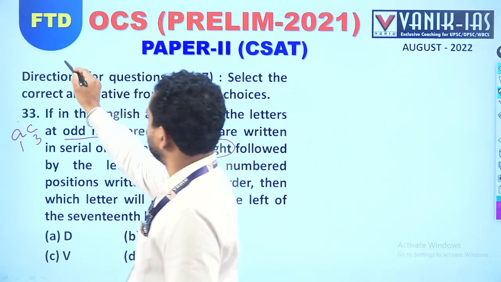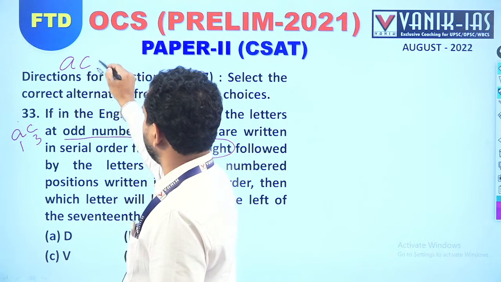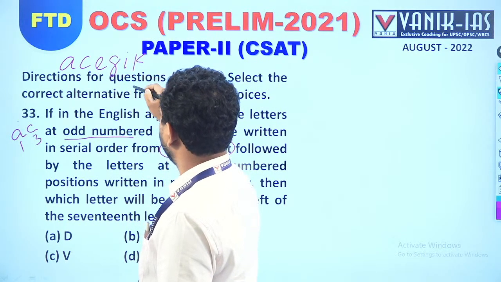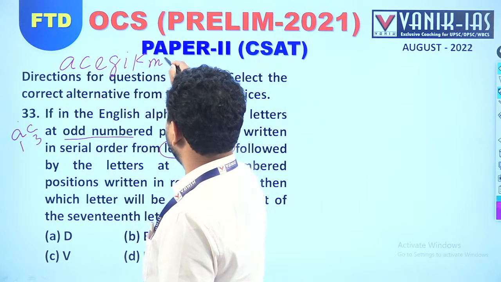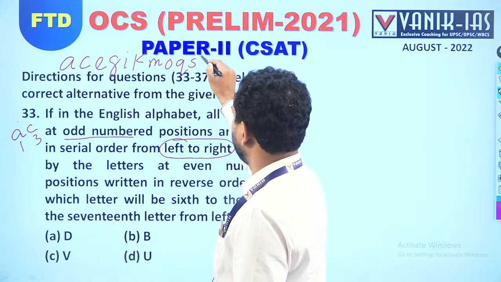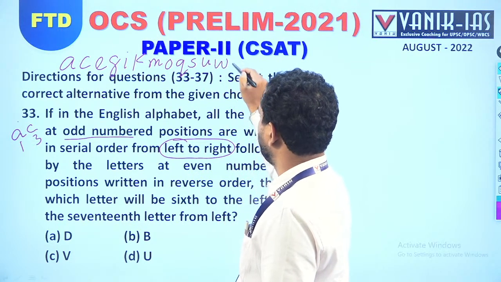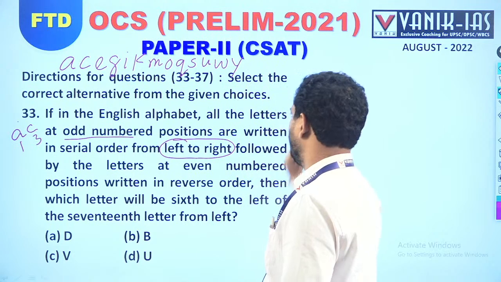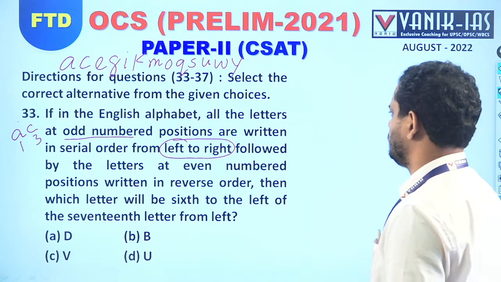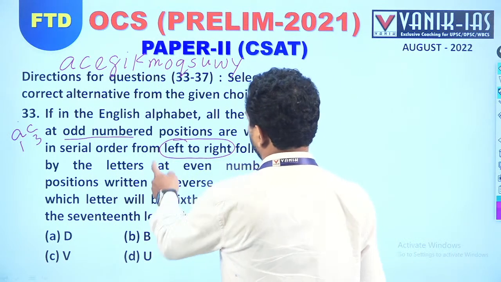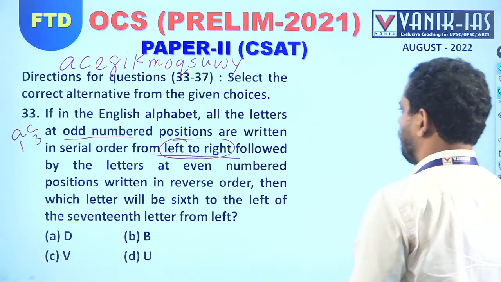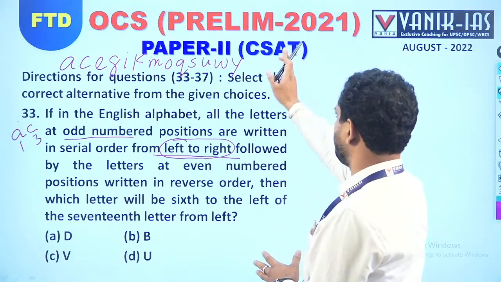Suppose this is A, B, C, D, E, F, G, H, I, J, K, L, M, N, O, P, Q, R, S, T, U, V, W, X, Y, Z, over. These all are those letters which are in odd number positions, and left to right has been given. I have mentioned all those letters. Followed by means in front.